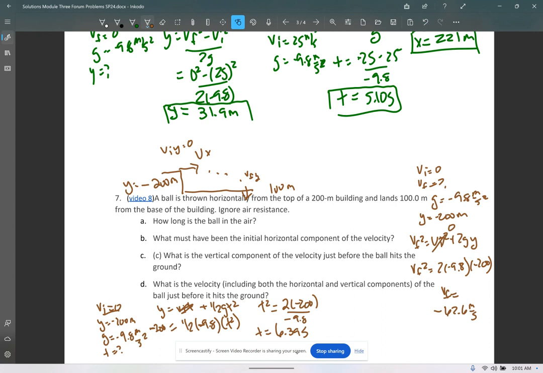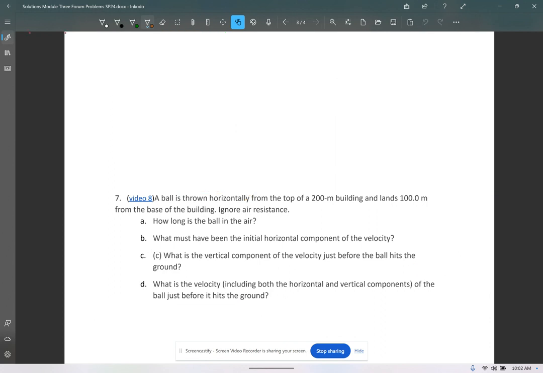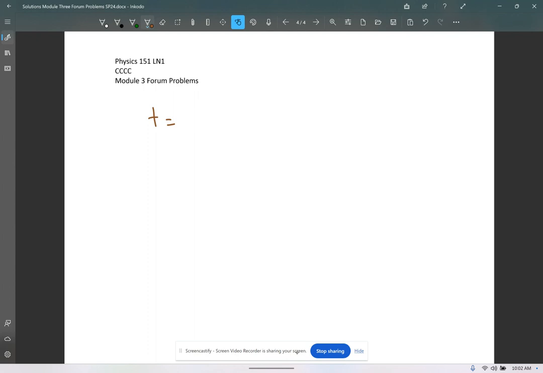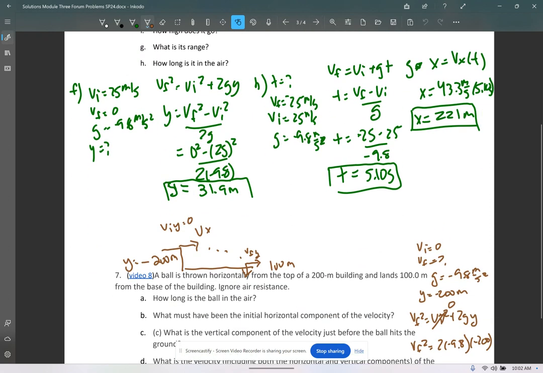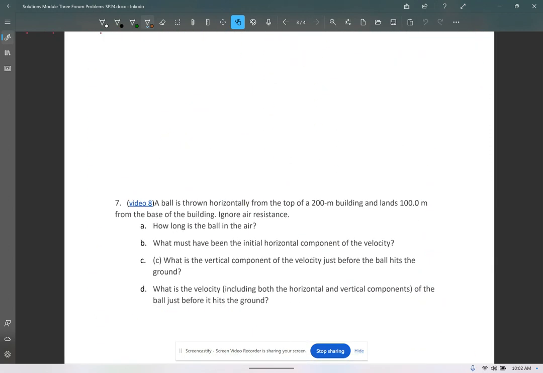And then what is the velocity of the ball just before it hits the ground? Just before it hits the ground, it was moving forward at a velocity and it was moving downward at a velocity. So let's talk about that. It was in the air for 6.39 seconds. So let's write this down. It was in the air for 6.39 seconds, and it had a final Vy of negative 62. Sorry, I'm old. Can't remember things. Negative 62.6 meters per second.